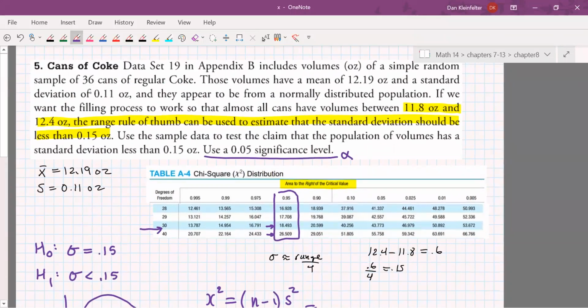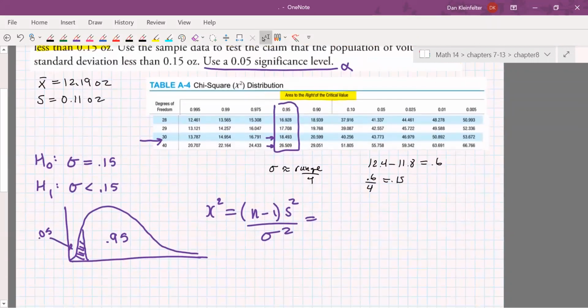We had 36 cans. That's our n, so n minus 1 will be 35. The sample standard deviation was 0.11, and the claimed standard deviation is 0.15. Let's see what we get. Okay, so I get 18.82.